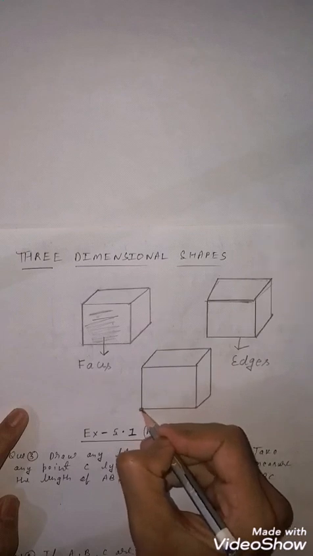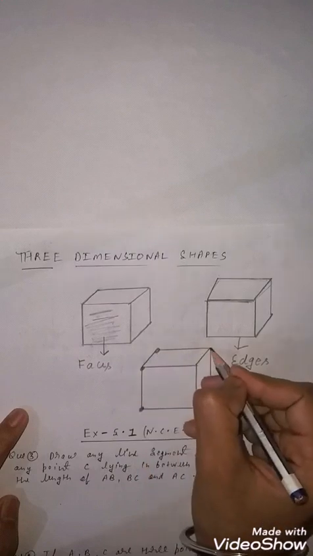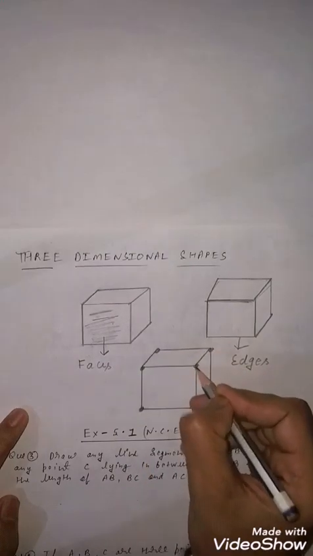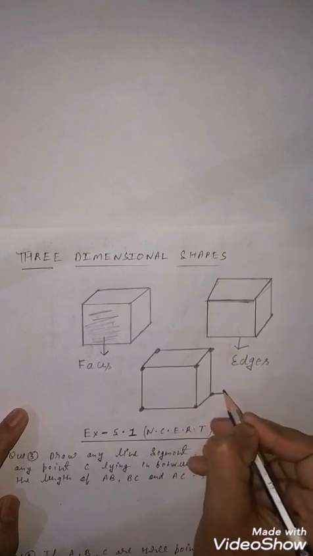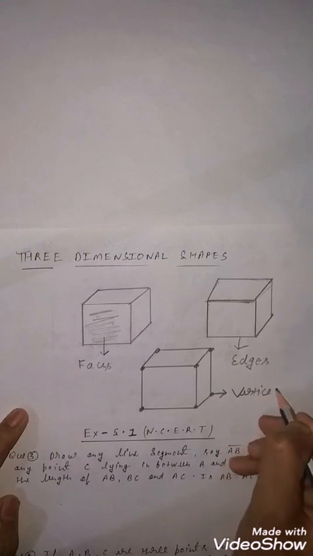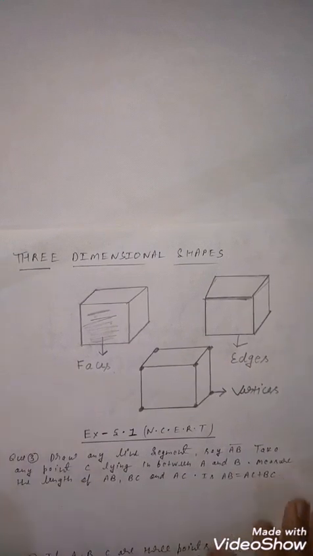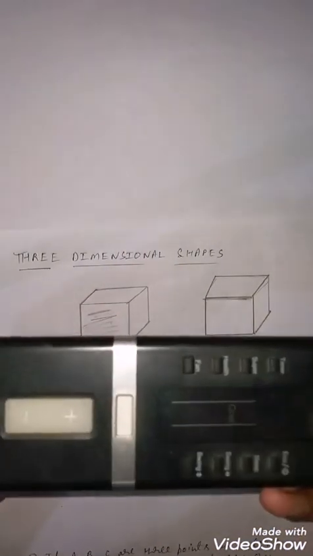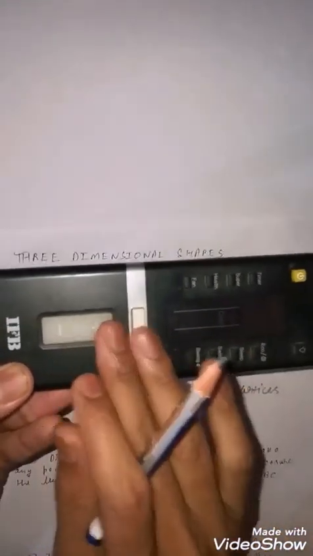Now, the next thing is vertices. Vertices means a common point, and this point is known as vertices. Clear, students? So this is face, edge, vertices. Now, like if this is a remote, you can see the flat surface, and the bottom also, and the back side also, this is known as face.